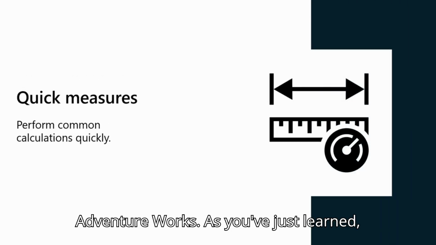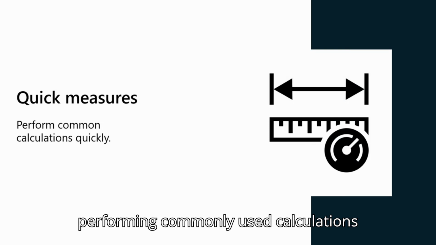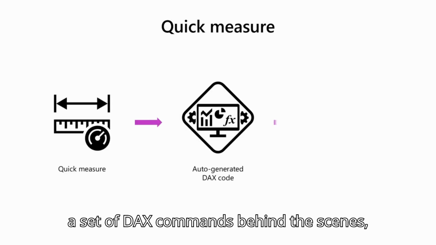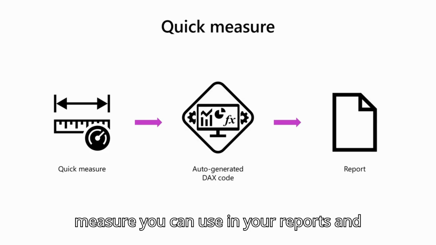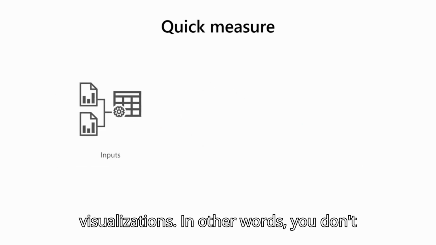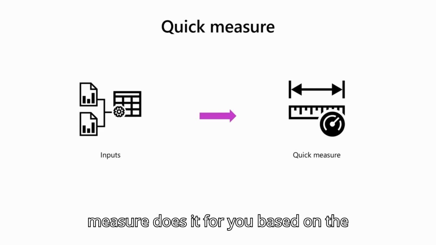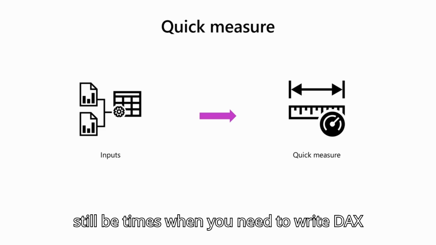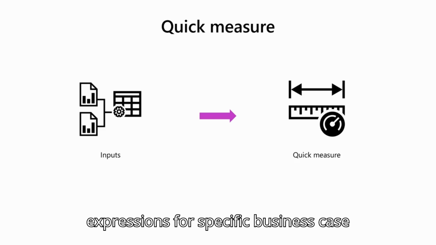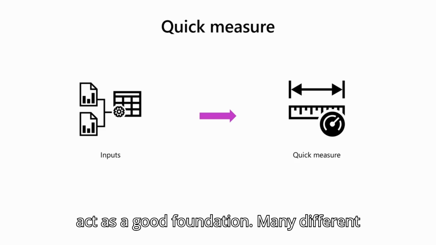As you've just learned, Quick Measures are a useful technique for performing commonly used calculations quickly and easily. A quick measure runs a set of DAX commands behind the scenes, then presents the results as a new measure you can use in your reports and visualizations. In other words, you don't have to spend time writing DAX code. The measure does it for you based on the inputs you provide. There'll still be times when you need to write DAX expressions for specific business case scenarios, but quick measures can still act as a good foundation.